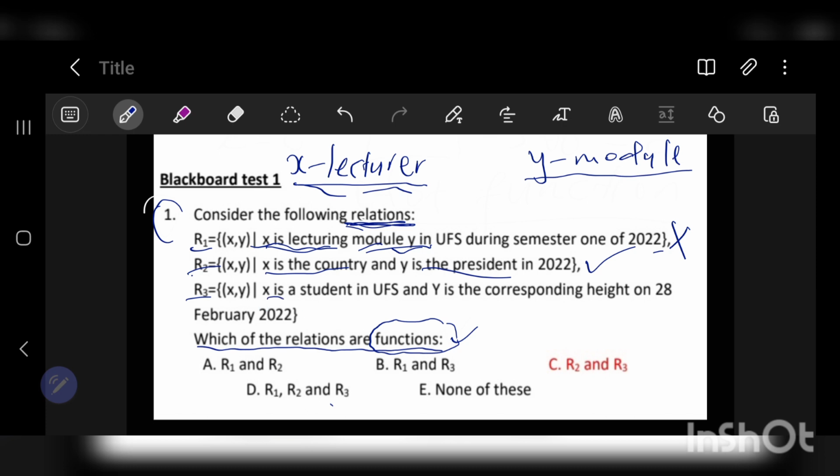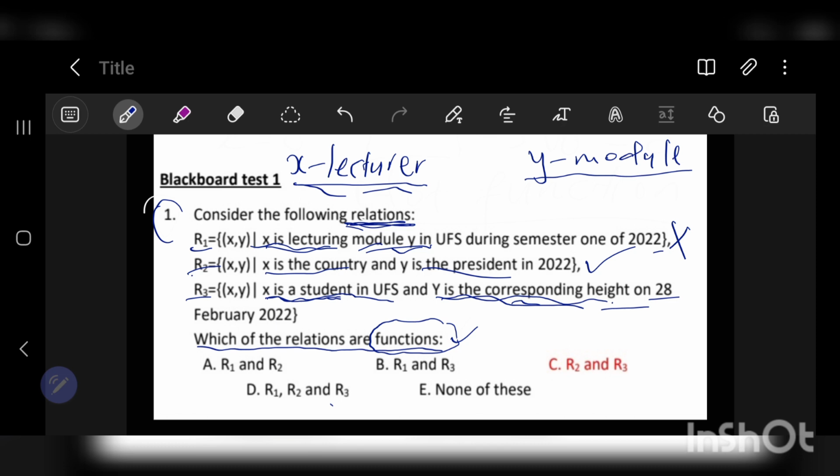So relation number three says X is a student in UFS and Y is the corresponding height on that particular day. Can you see that? So X is a student and Y is the corresponding height on that particular day, people. So this means now, based on the information that you know, is this relation, where we are trying to relate a student and their corresponding height on this particular day, a function?